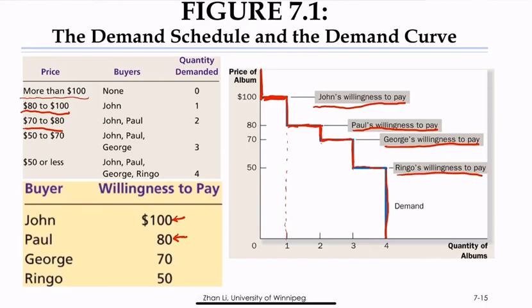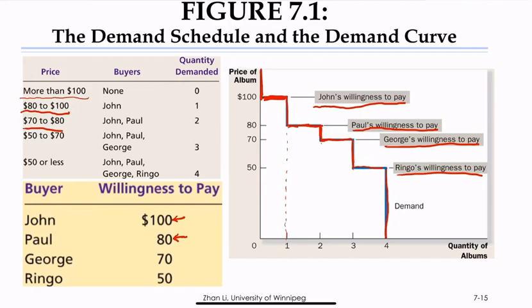So basically, you can see that the demand curve gives you buyers' willingness to pay, right? So this is the very important result. So let me repeat. Through this example, we could see that the demand curve, or the values on the demand curve, give you buyers' willingness to pay.